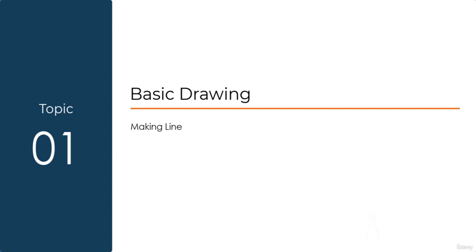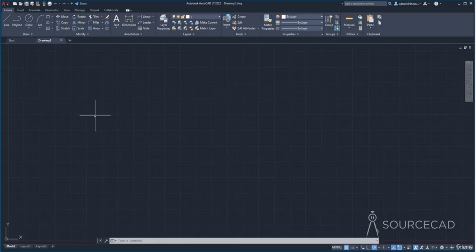So now let's talk about the line tool. You can start the line tool from the draw panel of the home tab. That's the first tool right here. You can just left click here to start the line tool, and when the command starts, its icon, its name and the description will show up on the command line.